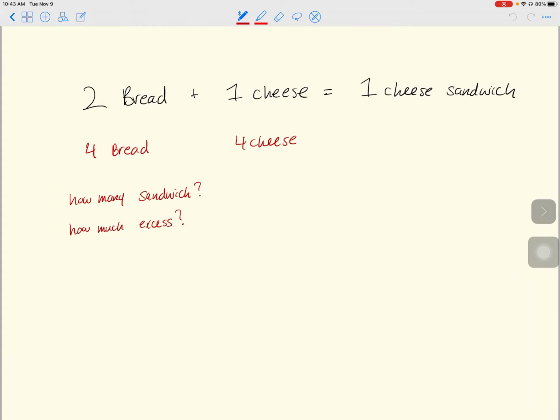Let's talk about limited reagent, but let's first use a recipe to make a cheese sandwich. Now, cheese sandwich, I'm assuming most of you have made it, and the recipe is this. You need 2 bread, 1 cheese to make 1 cheese sandwich. Pretty simple, right?